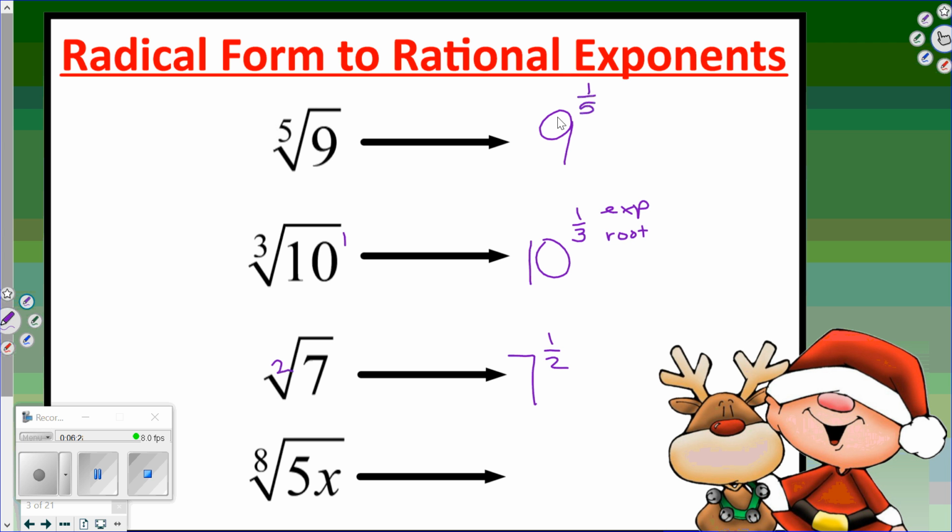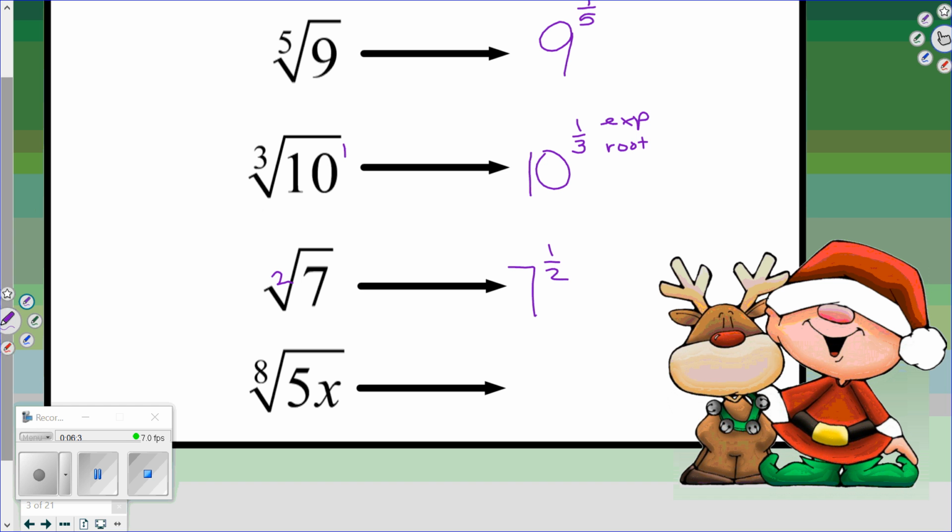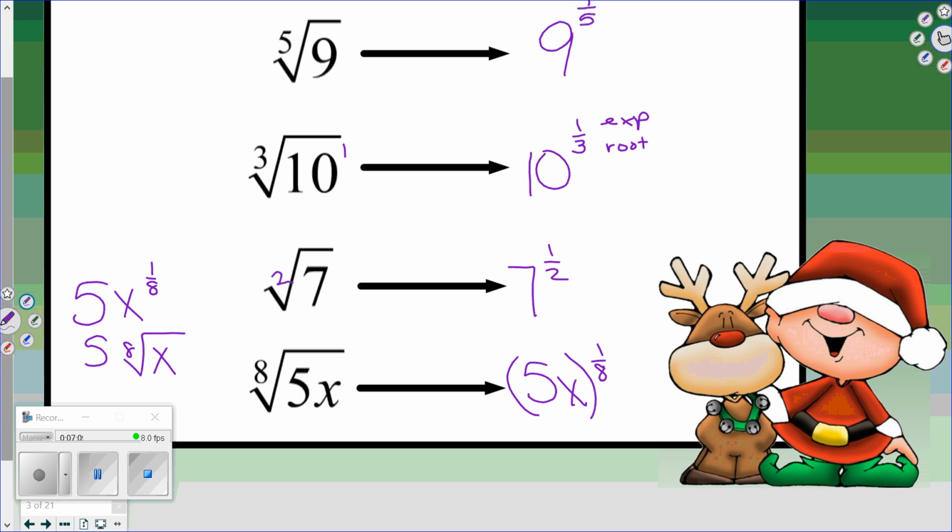What about the 8th root of 5x? 5x to the 1/8, like this? I disagree. Hold on, you're close, but that's not right. It has to be on both, or parentheses. Because what do we know about exponents? They only go to whatever they're right next to. So if I just write 5x to the 1/8, that would tell me the x is underneath the 8th root, but the 5 is not. Because the exponent here would be a 1.